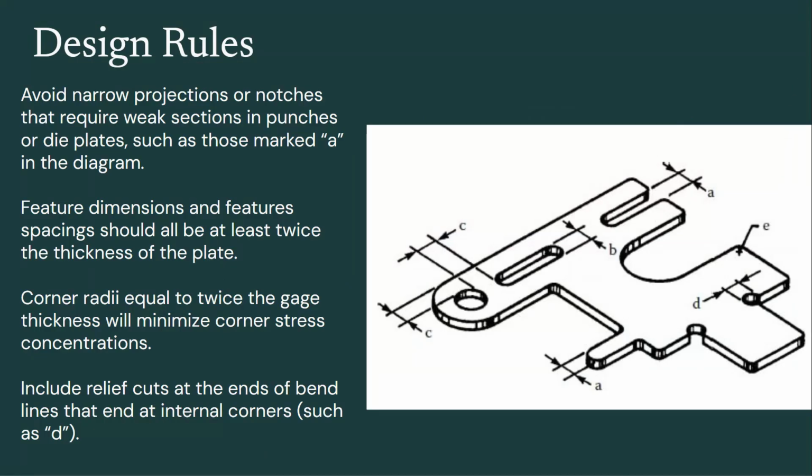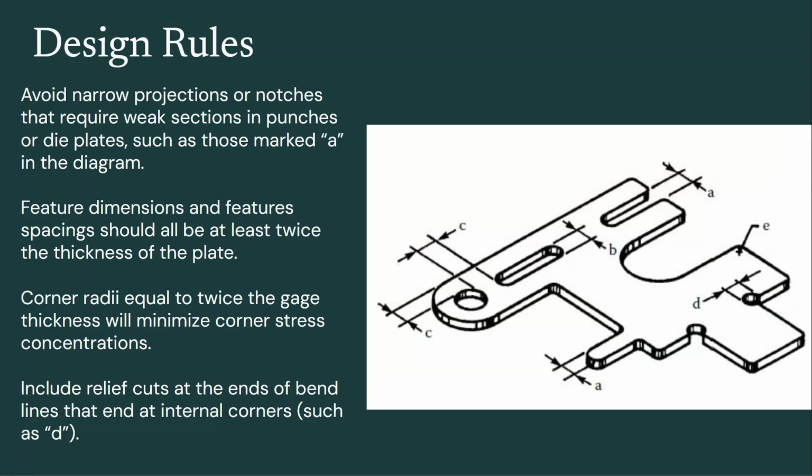In general, when you're designing sheet metal parts, you want to avoid any narrow projections or notches. This would require weak sections in punches or die plates. You can see here those marked in A in the diagram would be narrow and would be pieces you want to avoid.